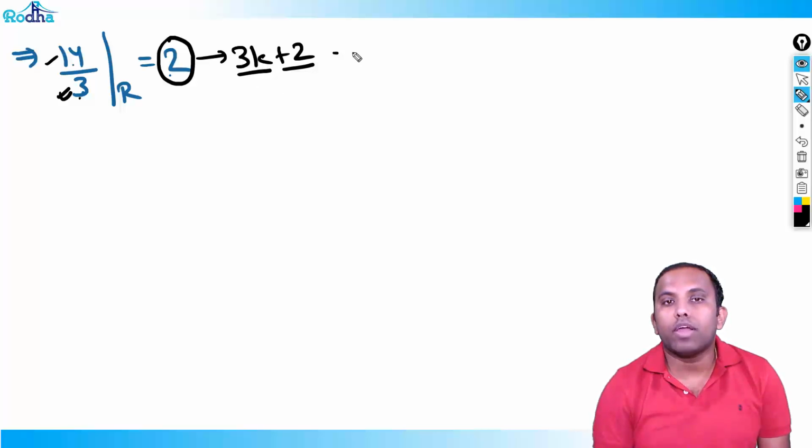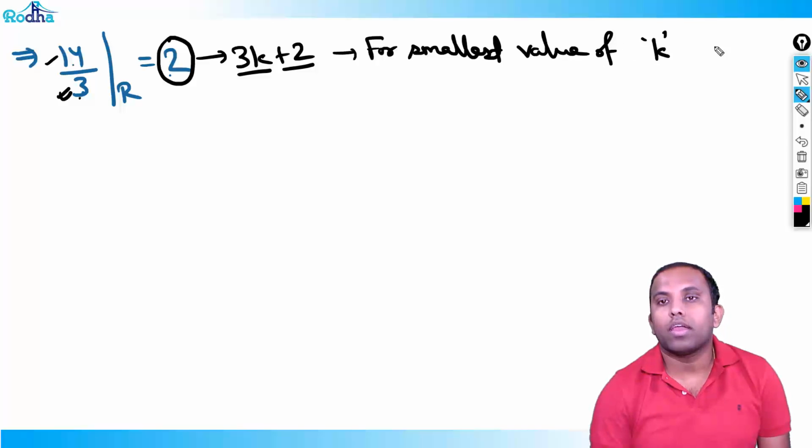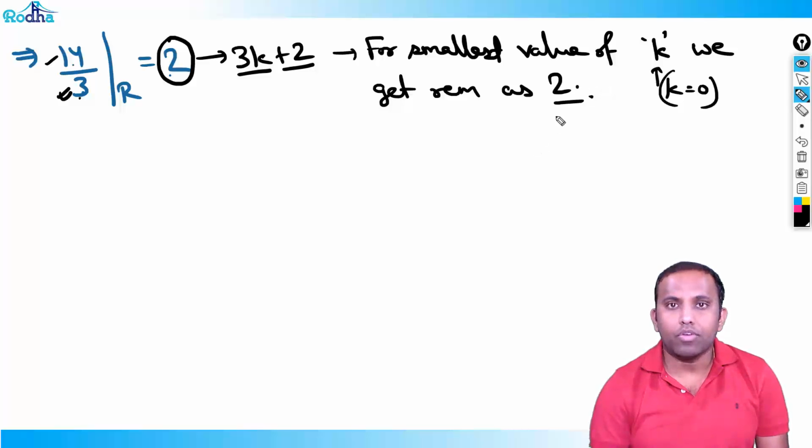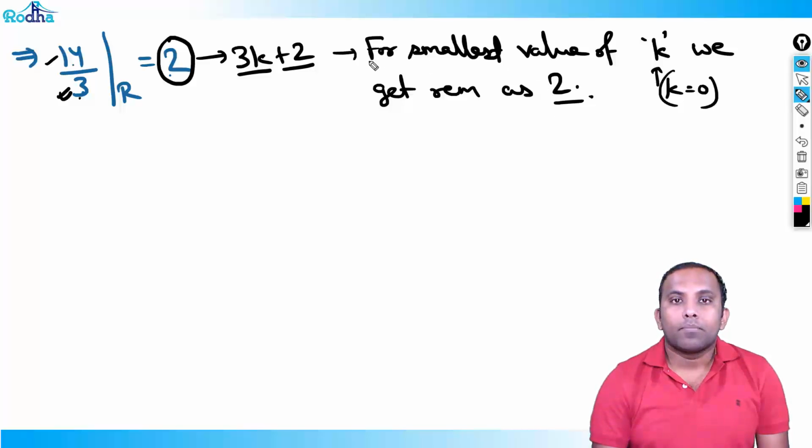So for the smallest value of k, we get the remainder as 2. That means at k equal to 0, you get the remainder as 2. For this smallest value of k, we get remainder as 2.